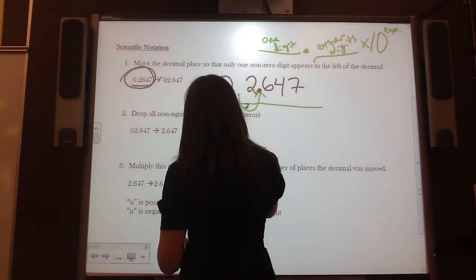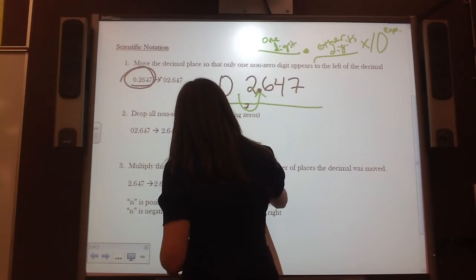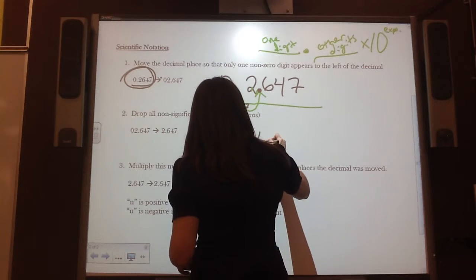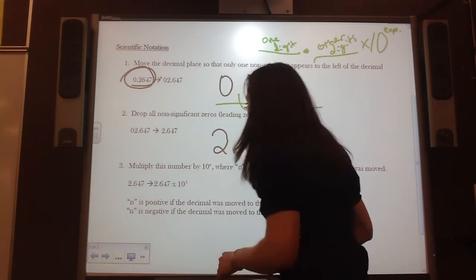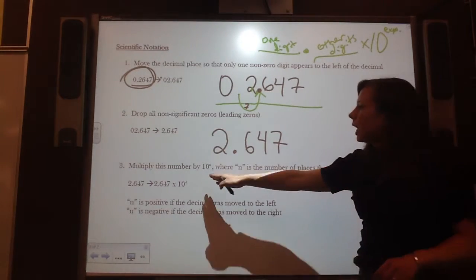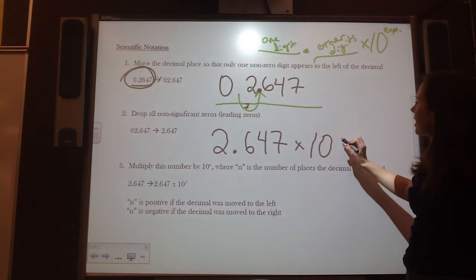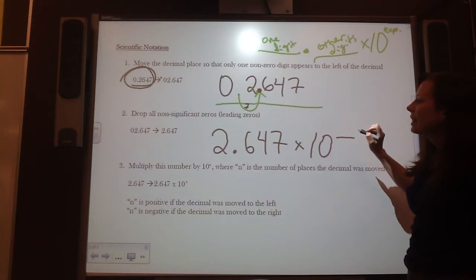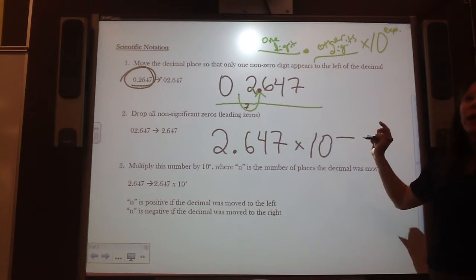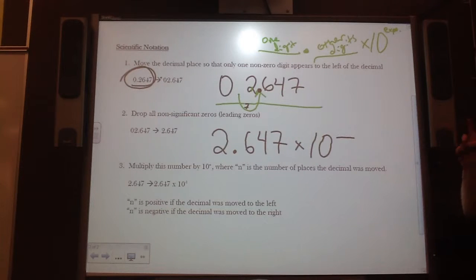So now I can rewrite it as 2.647. Multiply this number by 10 to the power of something. Now that something is how many places you moved the decimal place. How many spaces did we move it? 1. So we have to put a 1 there.